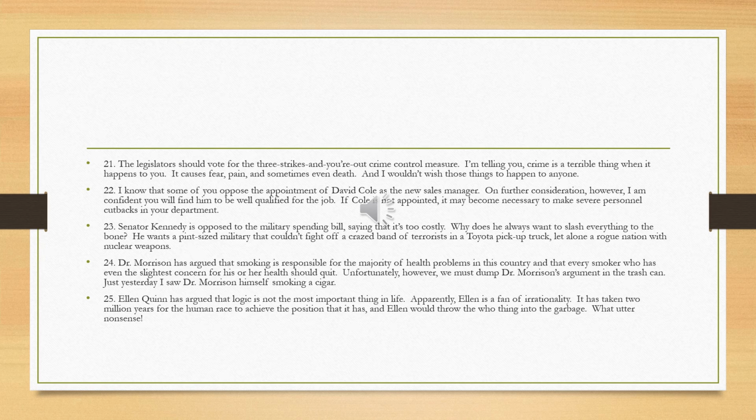21 is an example of a red herring. The legislators are asked to advocate and vote for a 3 strikes and you're out crime control measure, and then we start talking about the personal experience of crime and how terrible it is when it happens to you. Now that may be true, but that's not a reason for advocating or supporting a law, and so therefore it's taking us onto a completely different topic.